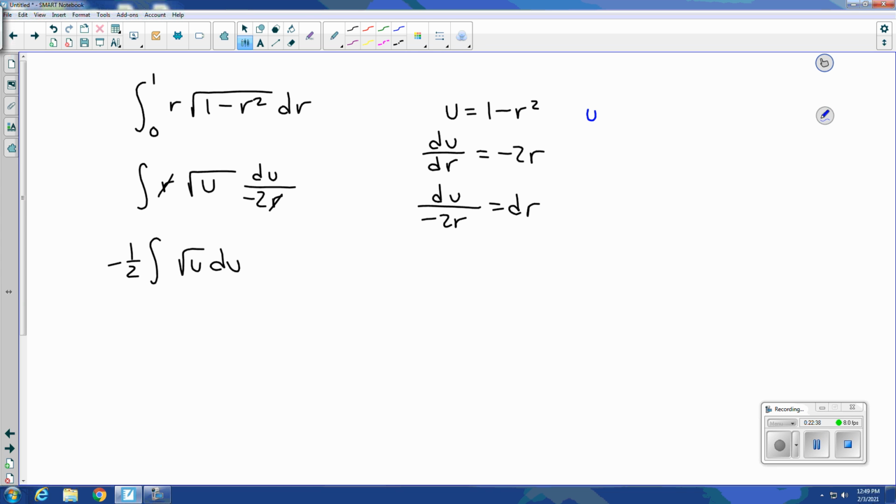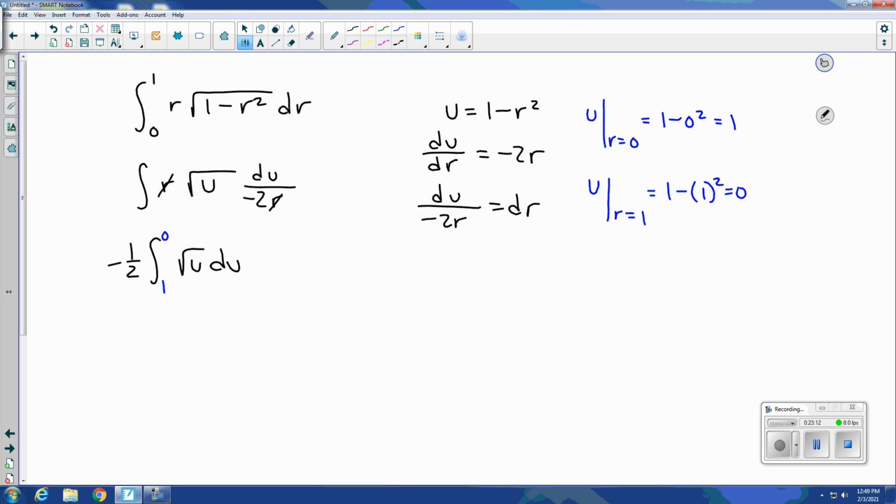So we have to evaluate u when r is equal to 0 and evaluate u when r is equal to 1. So when it's equal to 0, we're going to get 1 minus 0 squared, which is 1. This is going to equal 1 minus 1 squared, which is 0. So I'm going to change the lower bound from a 0 to a 1 and the upper bound from a 1 to a 0. And again, those numbers came from me evaluating what I defined u as at the lower and upper limits that were originally presented to me.